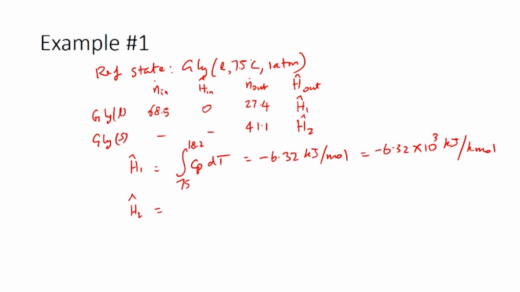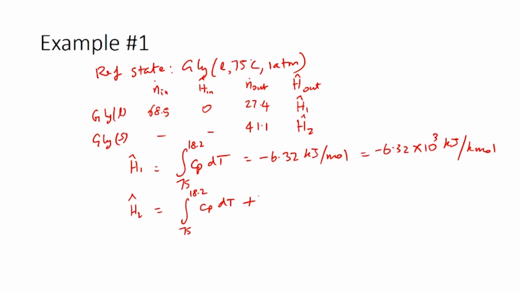So, the process is liquid glycerol at 75 degrees Celsius and 1 atmosphere forming solid glycerol at 18.2 degrees Celsius and 1 atmosphere. So, this would involve first the cooling of the liquid from 75 degrees Celsius to 18.2 degrees Celsius, and then the solidification of the liquid glycerol at 18.2 degrees Celsius to form the solid glycerol. So, the first step is cooling, which is the integral from 75 to 18.2 of Cp dT. So, here only delta T happens, no phase change or no change in pressure.